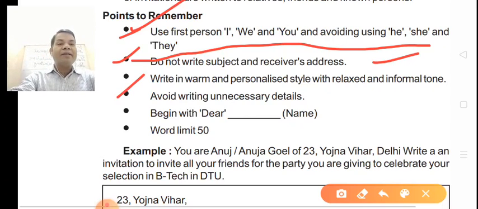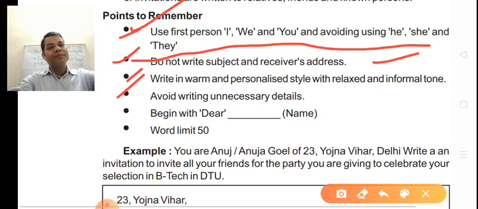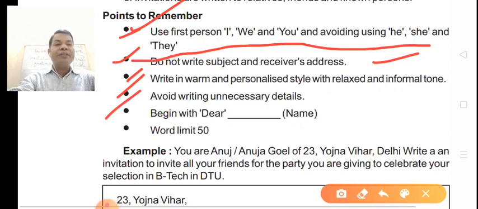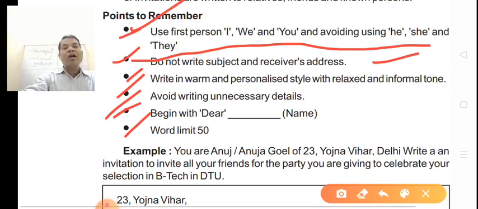Write in warm and personalized style with relaxed and informal tone. Avoid writing unnecessary details. You can begin with dear then name. Word limit, as we all know that it is 50 words for short writing skills, whether it is advertisement writing, notice writing, or invitation writing. So these are the points which we must remember while writing an invitation.